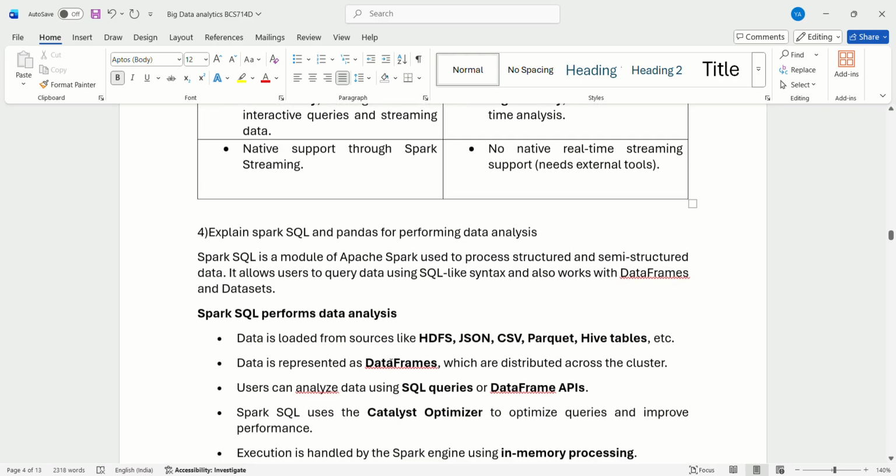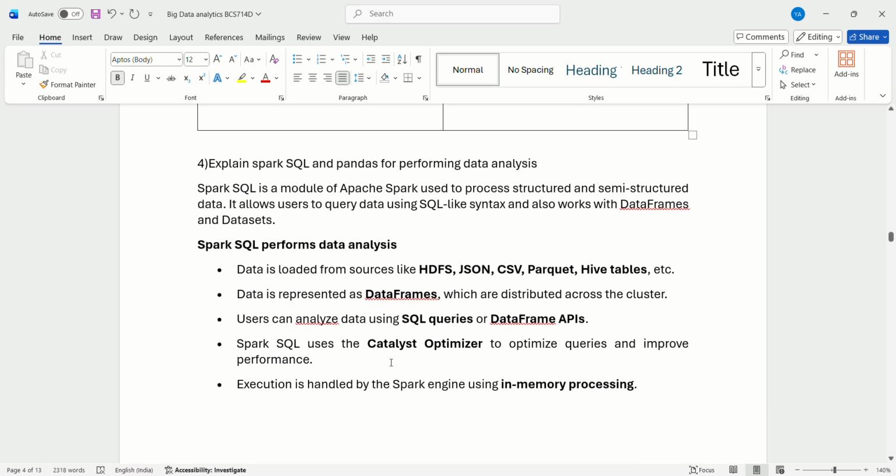Coming to the next question: explain Spark SQL and pandas for performing data analytics. This is also a very important question. Spark SQL is a module of Apache Spark used to process structured and semi-structured data. It allows users to query data using SQL-like syntax and also work with DataFrames and Datasets. Data is loaded from sources like HDFS, JSON, CSV, or any other file format. Data is represented as DataFrames, which are distributed across the cluster. Users can analyze the data using SQL queries or the DataFrame API.